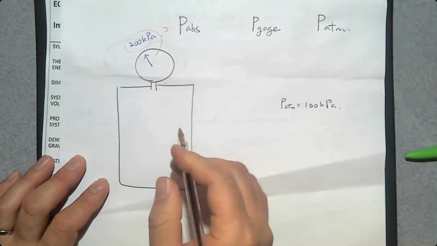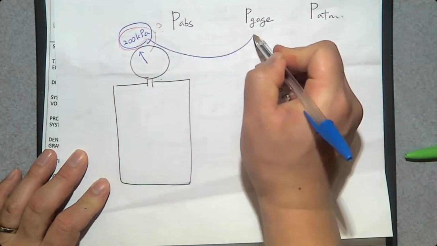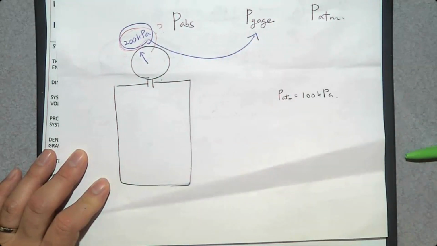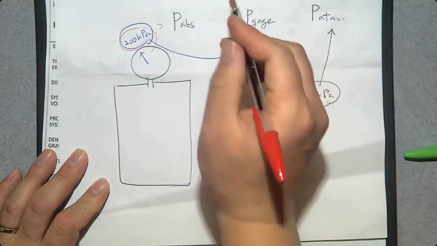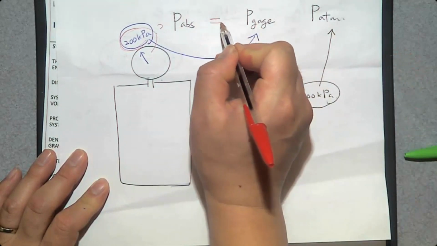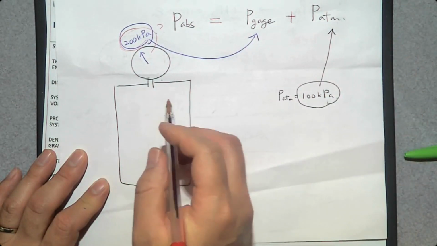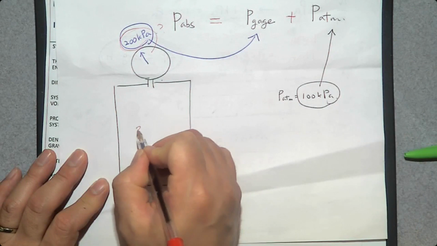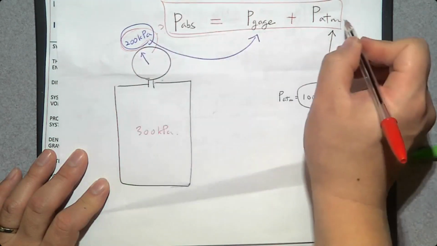200? No, because this 200 is what? Gauge pressure. This 100 is what? Atmospheric pressure. And absolute pressure is gauge pressure plus atmospheric pressure. So the pressure inside the chamber, the absolute pressure, is going to be 300 kilopascal. That's what we studied last week.